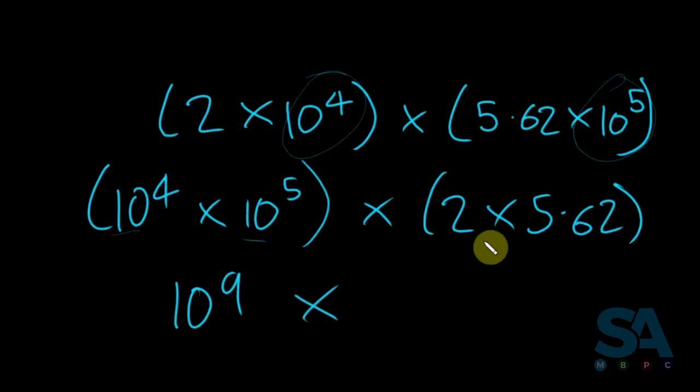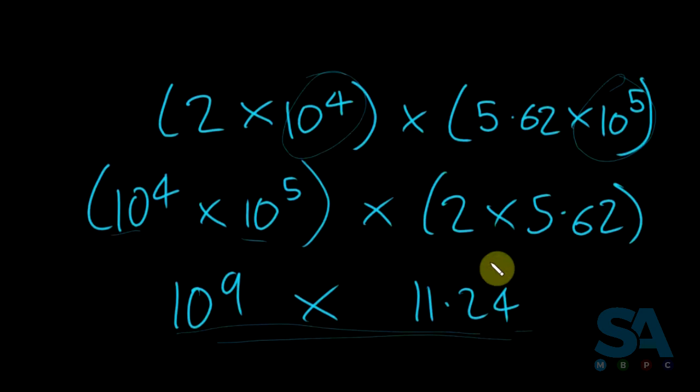Now we're going to look at this aspect of the calculation, 2 times 5.62. Well, that's pretty simple. 2 times 5.62 is going to be 11.24. Now we're not quite done here. This looks similar to standard form, but it's not quite, because if you look here, this isn't a valid number for a, because the value 11.24 is greater than 10.